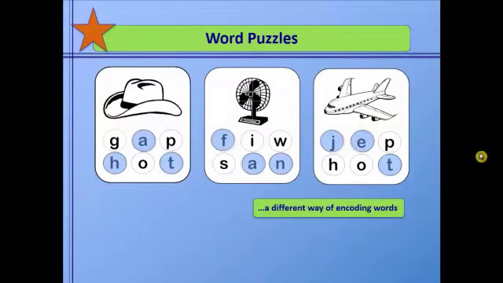This looks really funny to a lot of teachers, and they don't like it. But lo and behold, the children love it. They get to use game pieces. It's sort of like a little puzzle. I call them word puzzles.